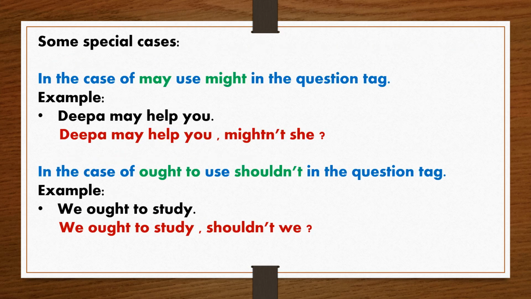Some special cases. In the case of may, use mightn't in the question tag. For example, Deepa may help you. Deepa may help you, mightn't she? In the case of ought to, use shouldn't in the question tag. For example, we ought to study. We ought to study, shouldn't we?